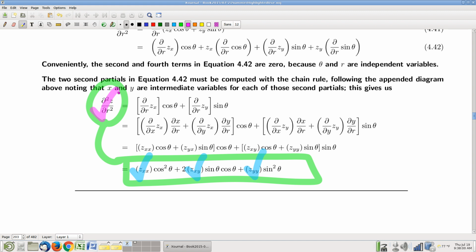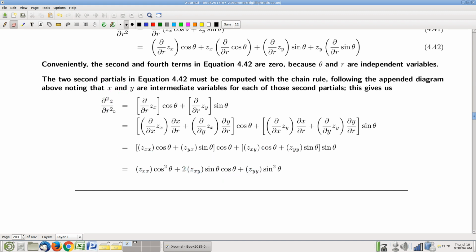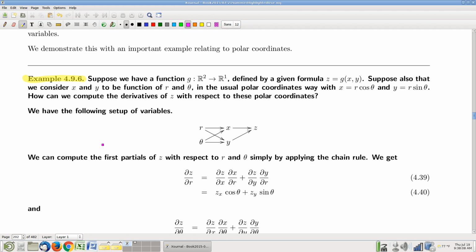What's the condition for z_yx equals z_xy? Right, quite right. Let's see. So I should have said here that this function has to have continuous second partials, and I didn't say that, so shame on me. That is a requirement for that to be true. Yep, good point.